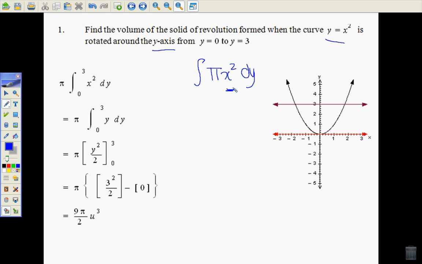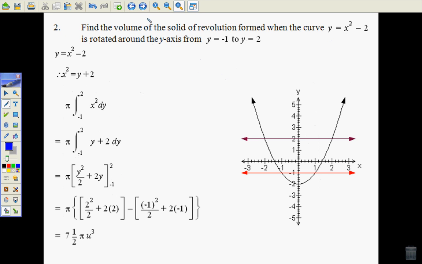So notice when we've got pi x squared dy, that's what we're starting with. Our pi goes out the front because, again, it's constant. Now x squared is equal to y. So we just do a slight substitution there because x squared is equal to y. So we're just going to integrate y dy. Add 1 to the power, divide by the power, sub in 0 and 3. And what probably looks a little bit hard actually works out rather nice.